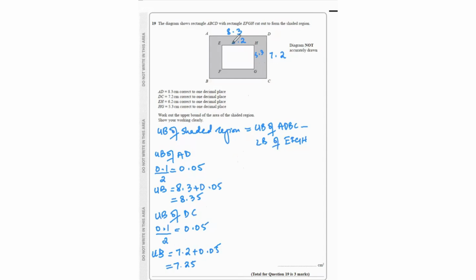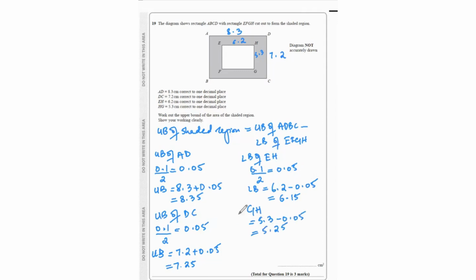Now we find the lower bound of EH. So EH is 6.2 correct to one decimal place. Same thing for this as well: 0.1 divided by 2, that's 0.05. The lower bound is going to be 6.2 minus 0.05. It's going to be 6.15. And for GH, again 0.1 divided by 2. So I'm going to just skip that step over here because I'm running out of space. That's going to be 5.3 minus 0.05, which is 5.25.